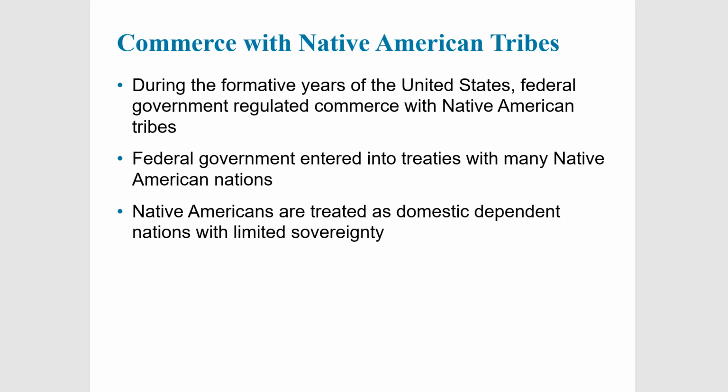During the formative years of the United States, the federal government regulated commerce with the Native American tribes. We entered into several treaties with many Native American nations and subsequently broke a lot of those treaties, unfortunately. We're still trying to figure out how to make up to those people. Native Americans are treated as domestic dependent nations with limited sovereignty, meaning there are still some Native American reservations scattered across the United States, and sometimes they're allowed to do certain things that other people wouldn't be allowed to do, chief among those being they have their own police forces most of the time, and they're allowed to operate casinos in a lot of places where gambling would otherwise be prohibited.